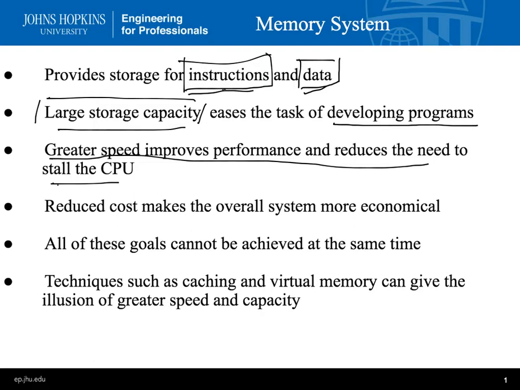And we're going to talk about caching, which makes it seem like things are faster. So caching helps with speed, and virtual memory helps with capacity, making it seem like our memory is bigger.